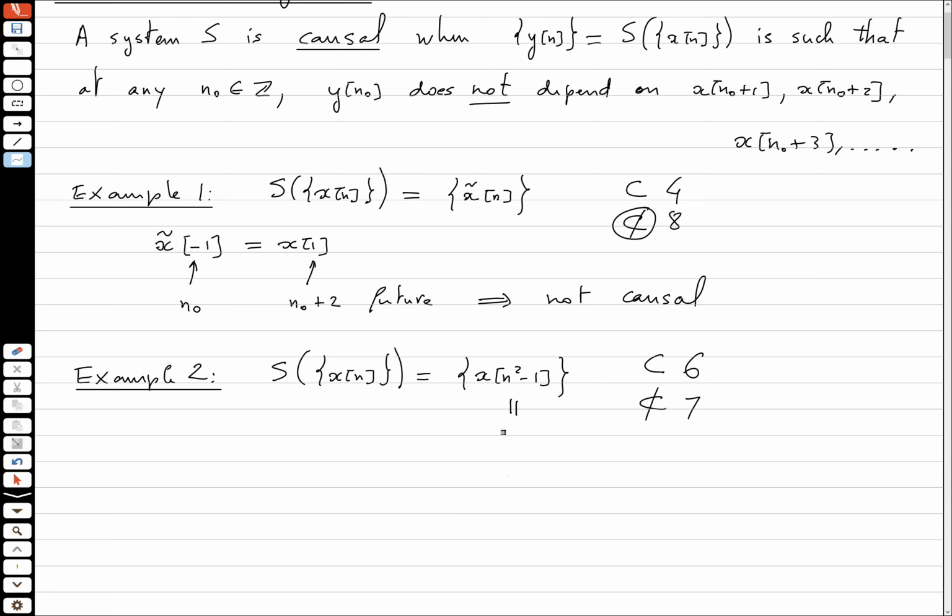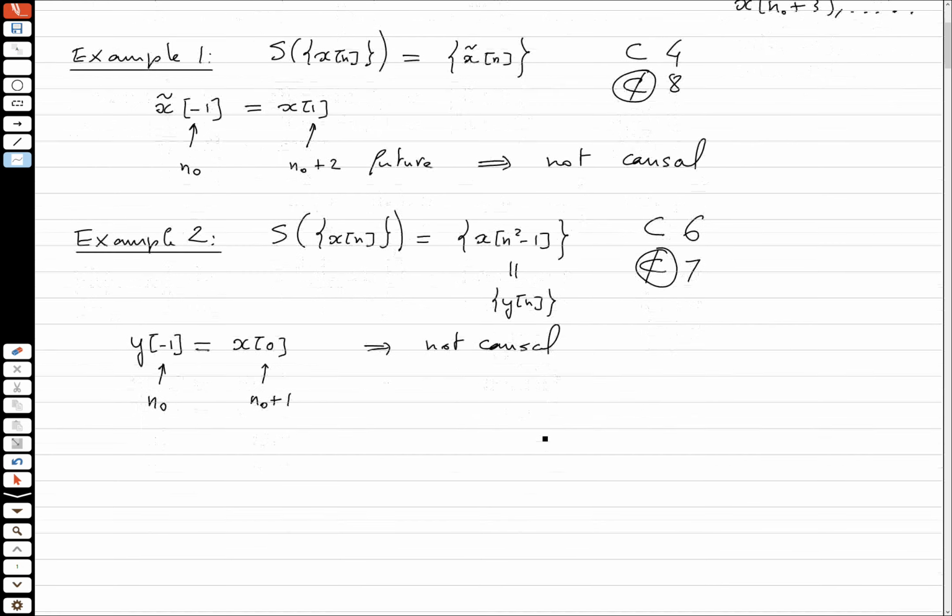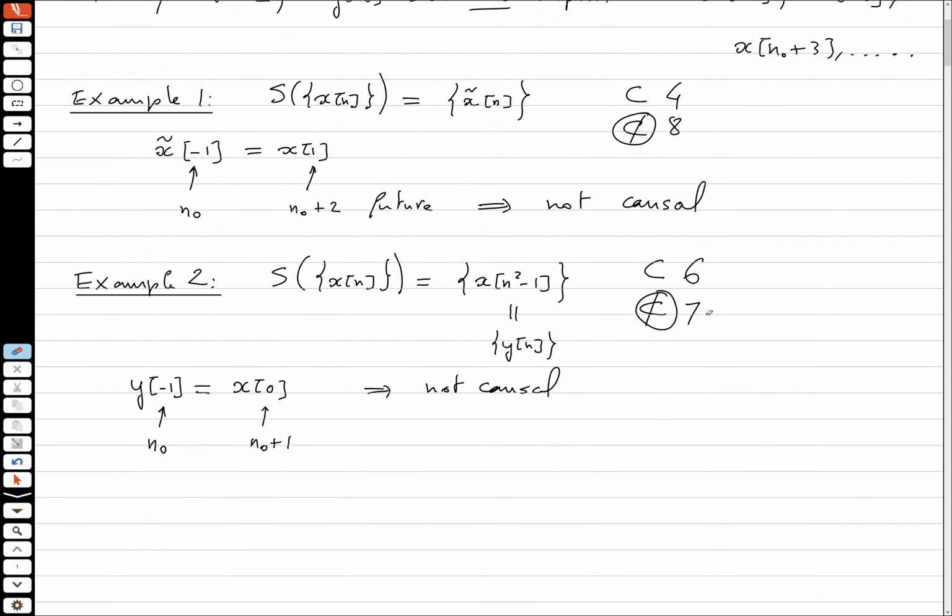Okay, so this is y of n. What is y of minus 1? So if you call this n naught, then what is this? Not causal. So far you still win, but not by much.